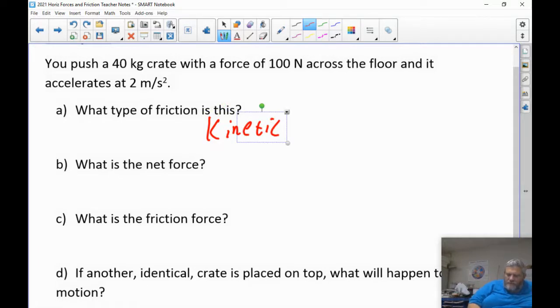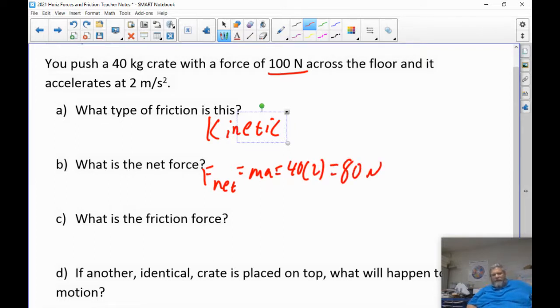All right, what's the net force? Again, the net force is the sum of the forces. I know that I push it with 100, but I don't know what friction is, so I can't just add them together. But net force is also equal to m times a. Well, I know m is 40, and a is 2, so I get my net force being 80 newtons. So when I add up all my forces, it should add up to be 80 newtons.